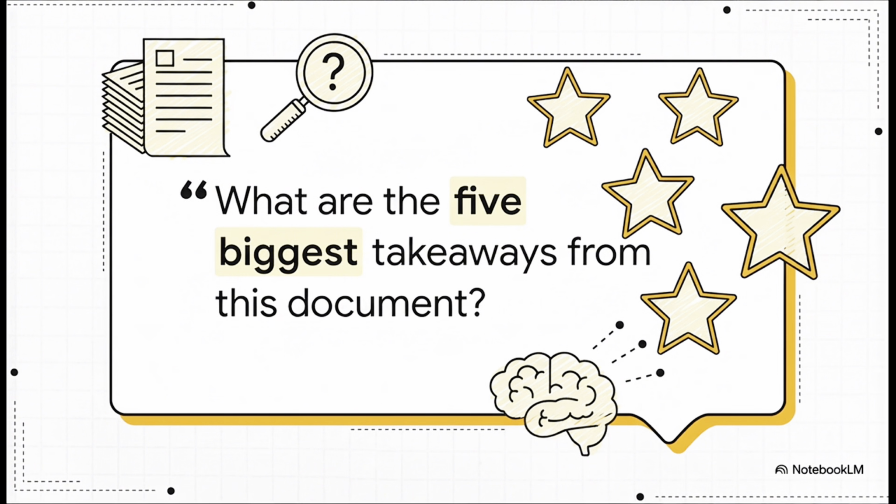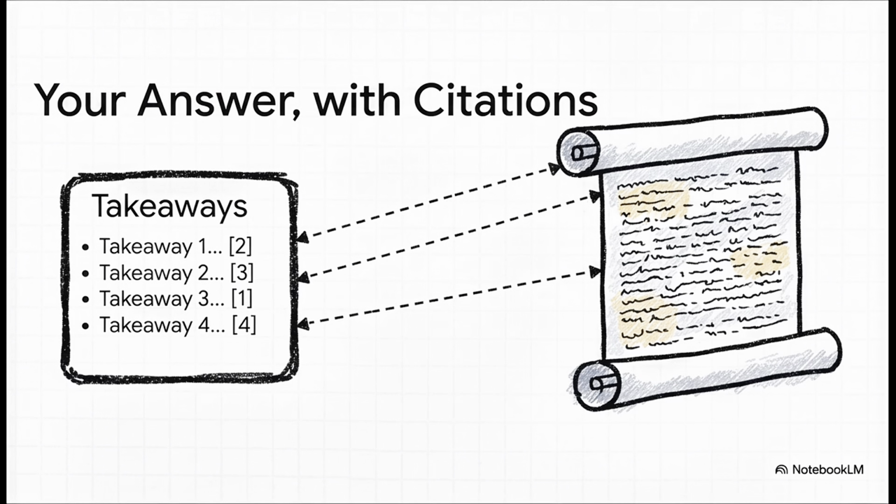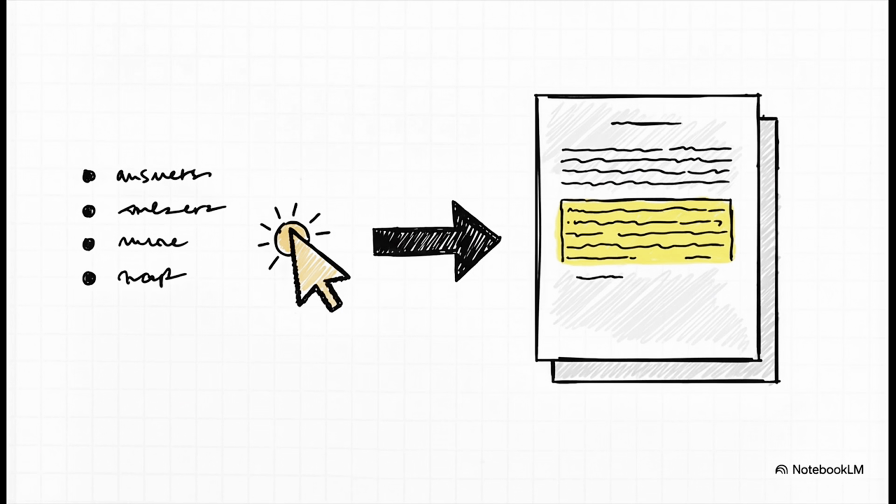For example, you could upload some dense 100-page report and just ask it, hey, what are the 5 biggest takeaways from this thing? And boom, here's that grounding concept in action. The AI doesn't just give you a list, it gives you citations. See those little numbers? That link every single point right back to the exact spot in your document where it found that information. This is all about trust and being able to check the work.